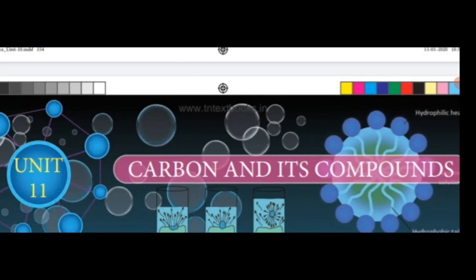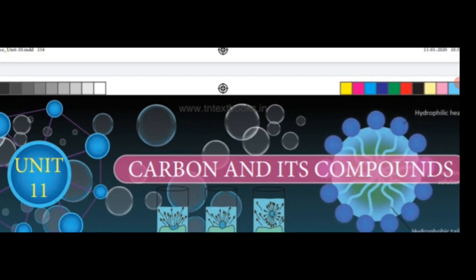The number of carbon compounds found in nature and man-made is much higher than that of any other element in the periodic table. In fact, there are more than 5 million compounds of carbon.